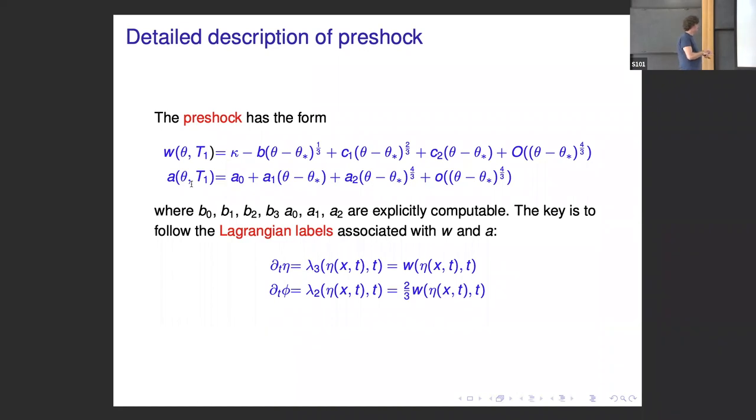Generically, in the setting that I described before, the pre-shock has this form. And this is not just because I chose the initial data such that it would be exactly this form. As long as you have an open set of initial data of the format that I described before, you end up with this. Generically, you end up with a C^{1/3} pre-shock. So the pre-shock has this form, and this is what we want to show. Obviously it's C^{1/3} regular. Here is the position of the singularity, this delta star, and T1 is the time at which the singularity occurs. And B, C1, C2 are all explicitly computable constants.